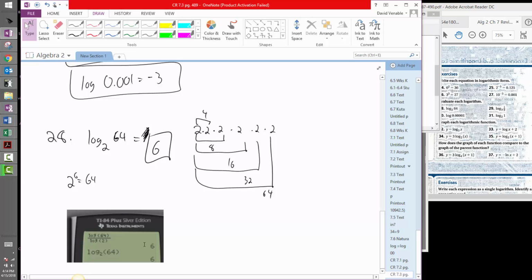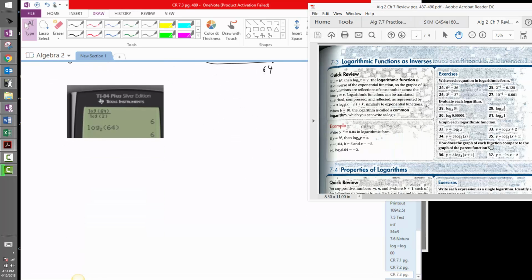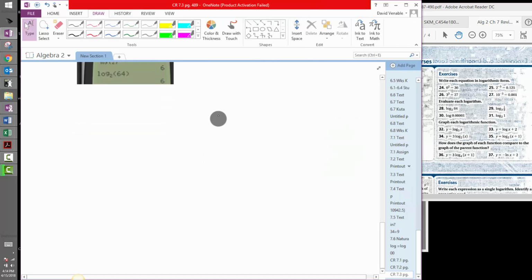The change of base formula is another way. Here I'm changing from base 10 to base 2, but on updated calculators you could just type it in manually. Now I'm going to do the rest of these. You know how to do it on your calculator now to at least confirm it, but I'm going to show you how easy these are to do by hand, because actually it sometimes takes me longer to type them in. All right, 29: log base 3 of 1/9.